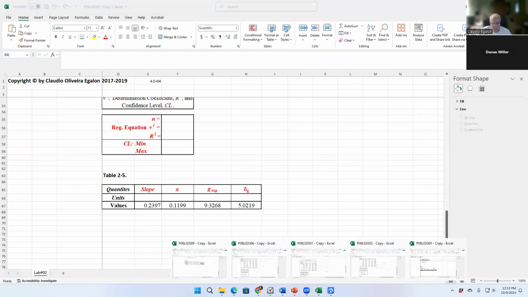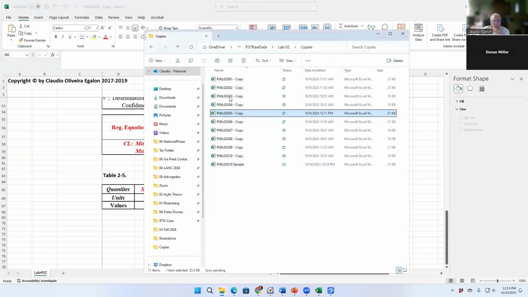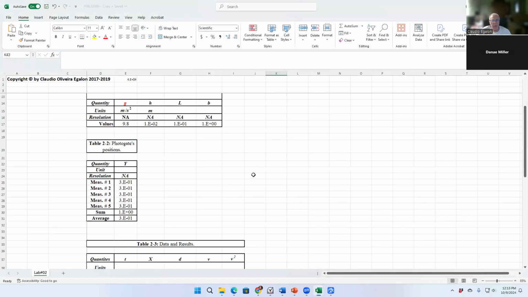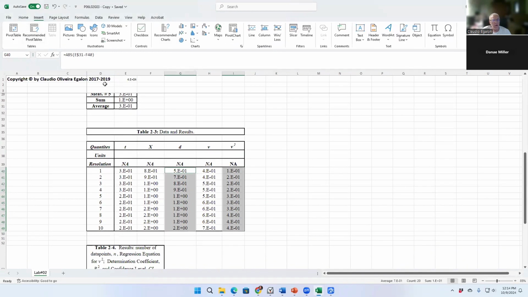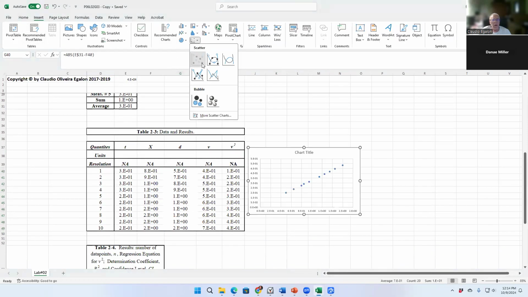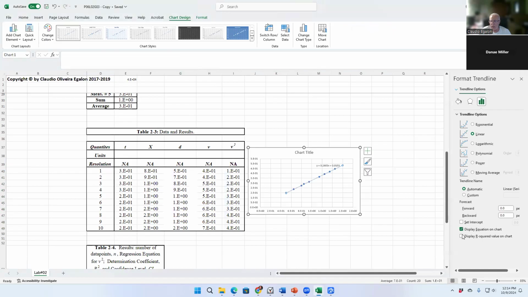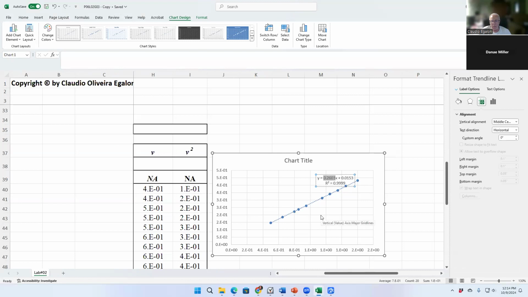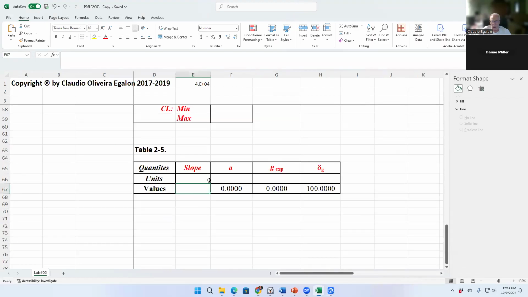Let's see, not this one. Copies, group 3, right in here. Okay, so here you go. V square, you plot the graph, right? Yes. Plot the graph. And you display the R square and the trend line, right? Did you do that? Add trend line, yes. Okay. Now you get this slope. Yes. 0.2603. Okay. Go to the last table and input that.